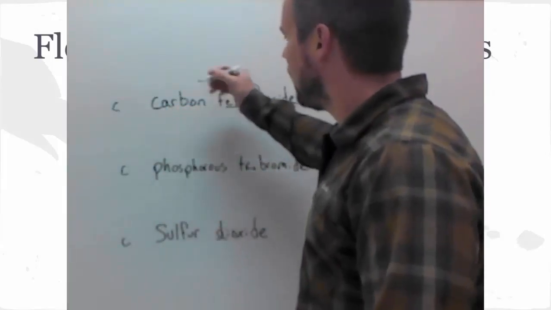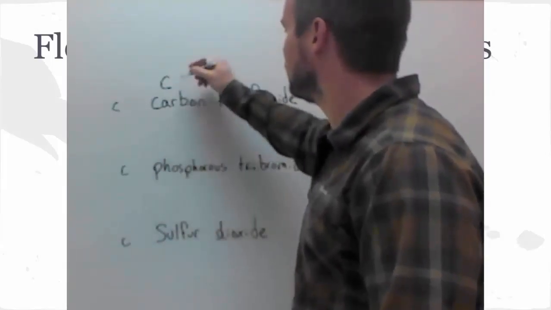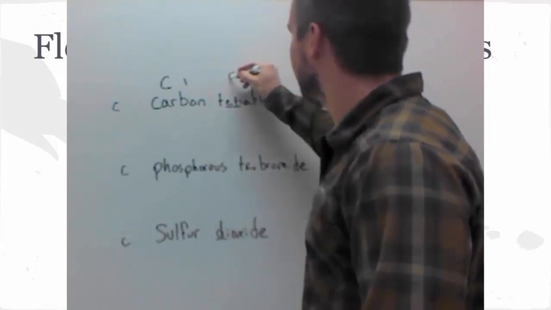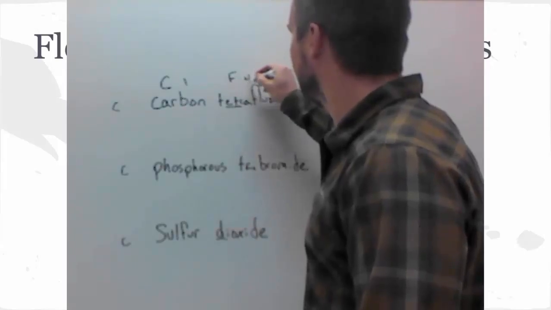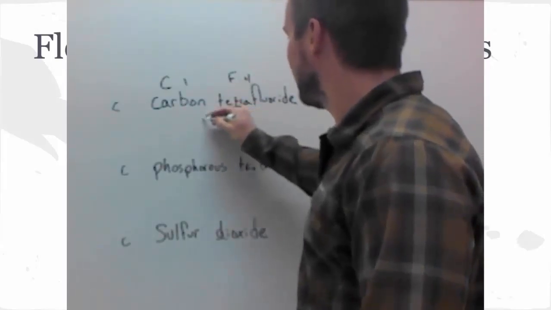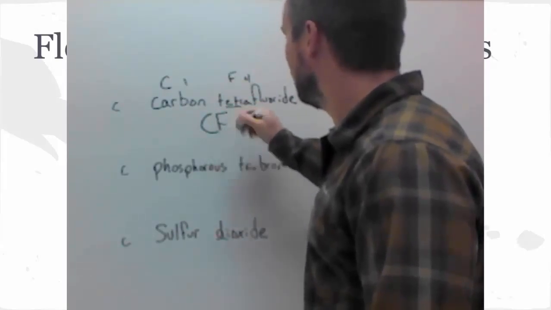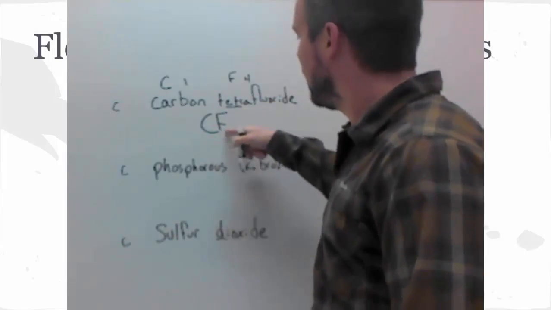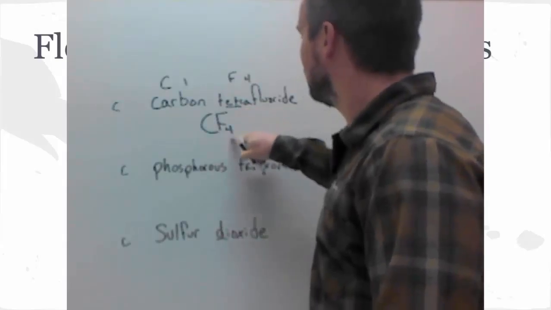So this first atom, carbon, its symbol is C. It doesn't have a prefix, so I know its subscript is 1. The fluoride is F, and then the tetra means 4. So I'm just going to write that as a symbol. I can omit the subscript 1. We don't write subscript 1s in formulas. And then the 4 belongs on the fluorine.